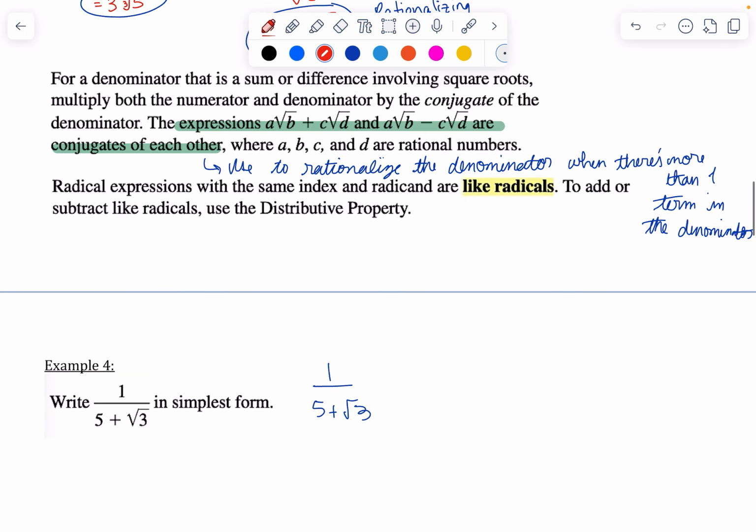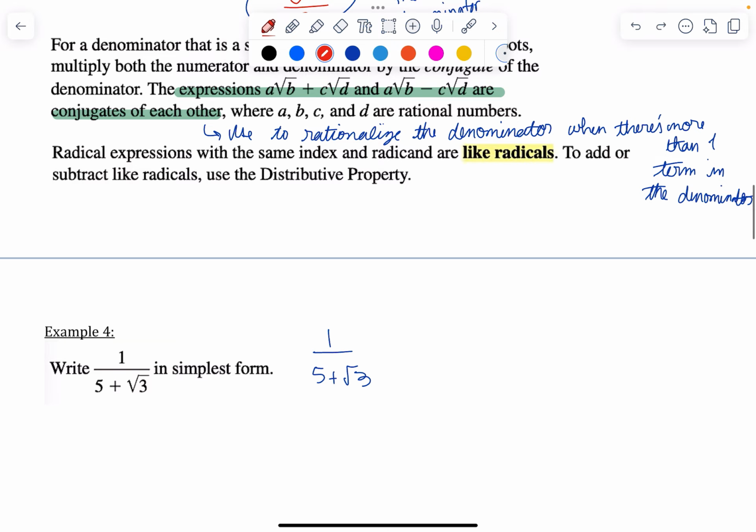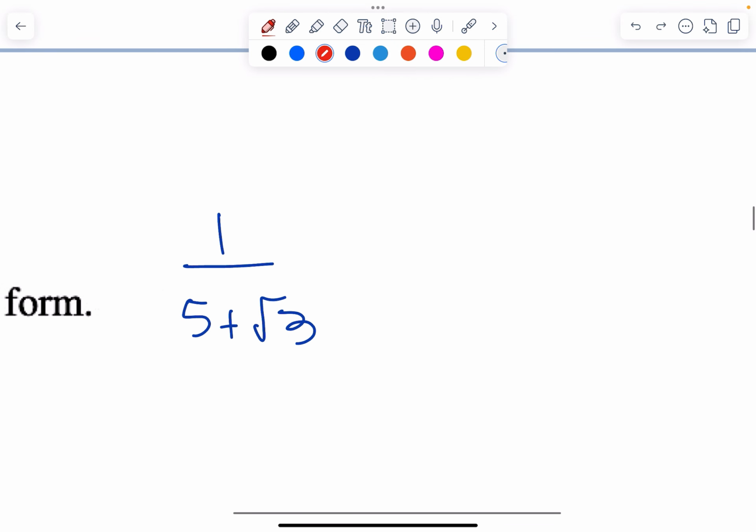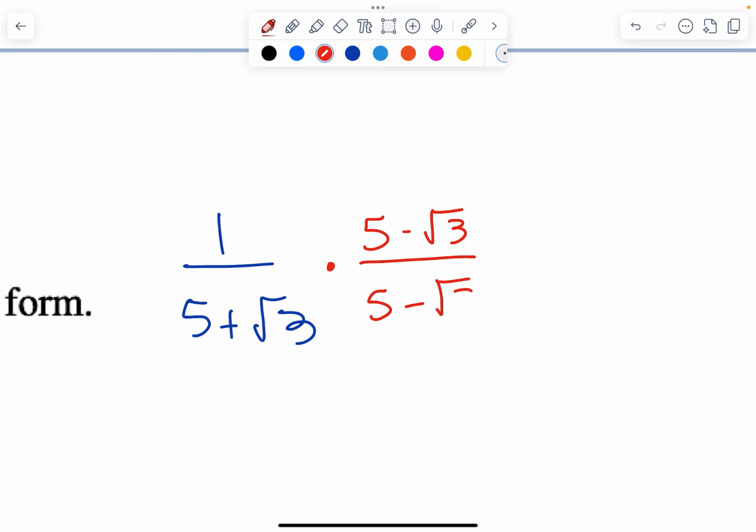Now, the conjugate, like we saw up here, is just the opposite. It's literally the same thing, but opposite signs. So what I need to do is multiply the top and bottom of this by 5 minus root 3. So literally the same expression, just opposite sign. Again, any quantity divided by itself is just 1. So all I'm doing here is multiplying 1 over 5 plus root 3 by 1. Okay? All right, so now we just multiply this out.